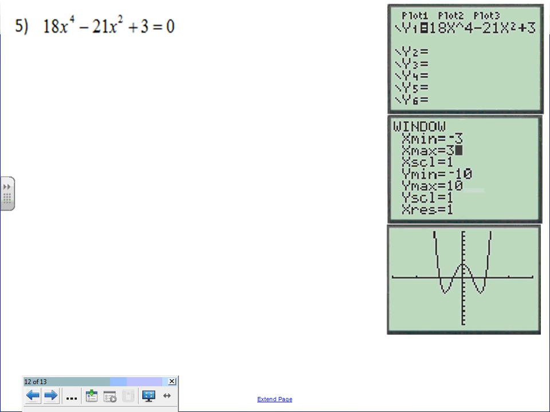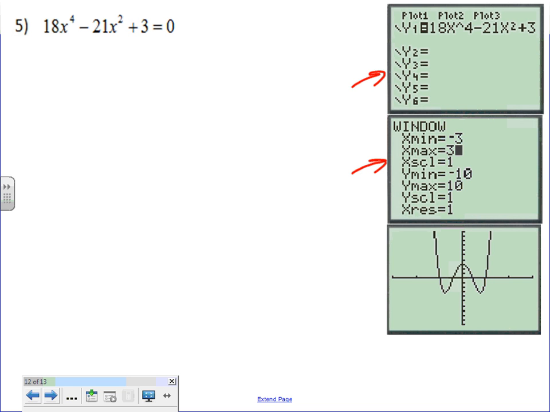I first plugged it in. And when I hit graph, it was hard to see because I had 4 solutions very tight. So I went ahead and changed my window. And I put negative 3 and positive 3. So every tick mark here is one. So I basically zoomed in on the graph.